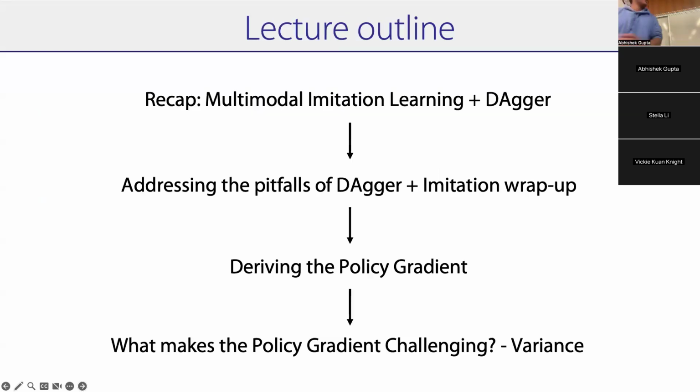Okay, sweet. All right, so what we're going to do today is a little recap. We largely talked about multimodality and imitation learning last time, plus a little bit of Dagger. So we'll recap that. Then we'll talk about why Dagger can be kind of hard to implement in practice and some techniques that have been proposed recently to address those. And we'll wrap up imitation with some frontiers. Then we'll start talking about reinforcement learning, specifically this technique called policy gradient. We'll derive the policy gradient, and then we'll talk about what makes the policy gradient challenging, depending on how fast we go.